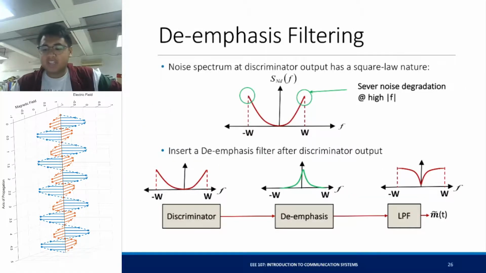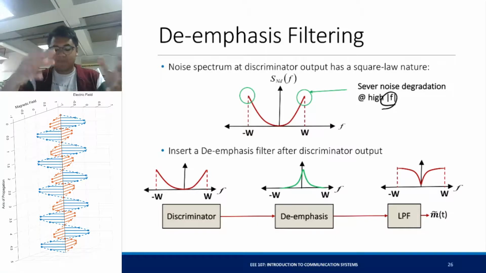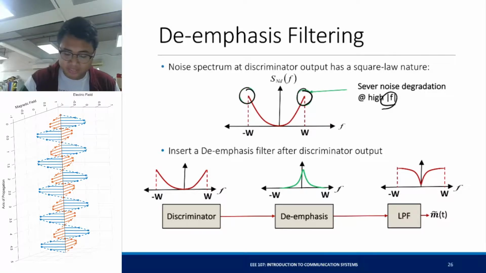So we can actually reduce the effect of noise using emphasis filtering. So this is one of the good things about the FM signal. If we use the emphasis filter, since there's severe noise degradation at high frequencies, if we de-emphasize the high frequencies before we process the signal, then we are reducing the effect of noise.